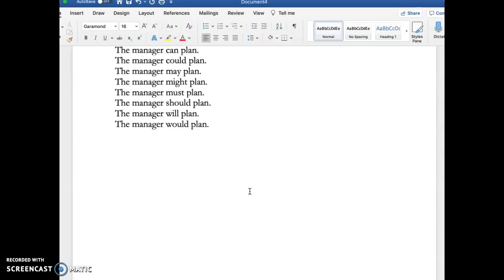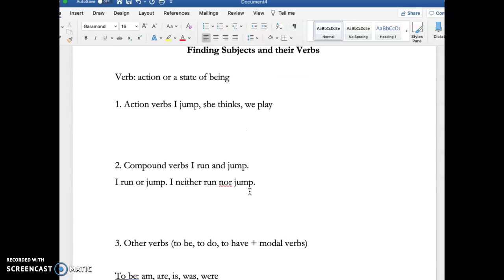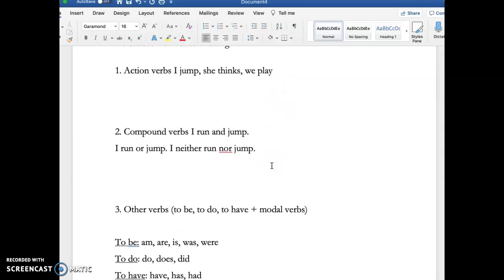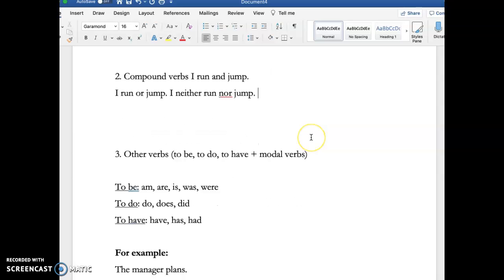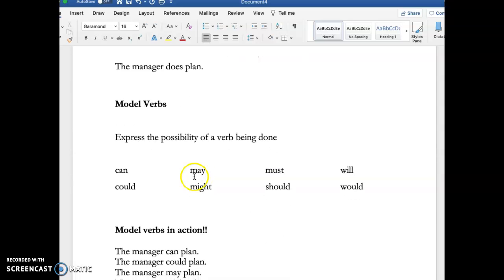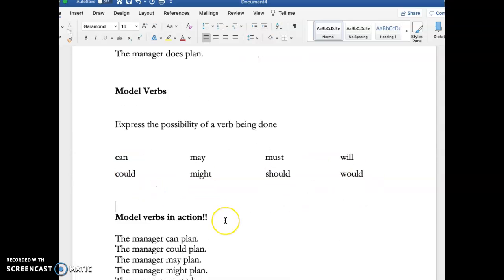So that's it for verbs, right? Let's just look at this one more time, right? You can have an action verb, that's your garden variety verb. You can have a compound verb, like doing more than one verb. Or you can have other verbs, which are the to be verbs, the to do verbs, the to have verbs, and those modal verbs, which express possibility.